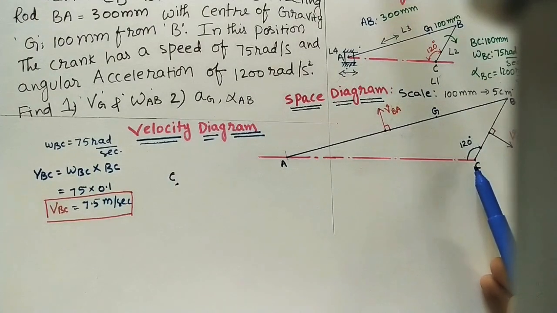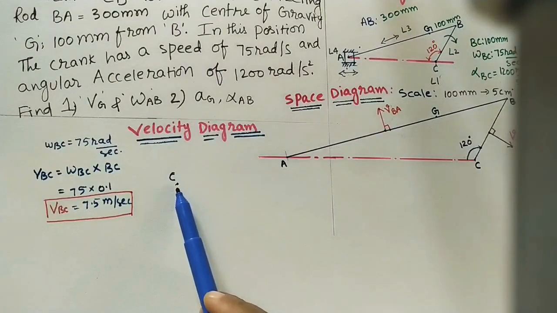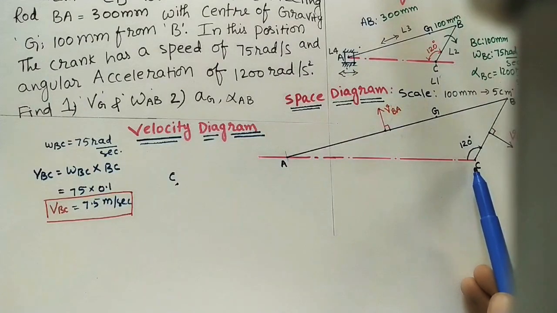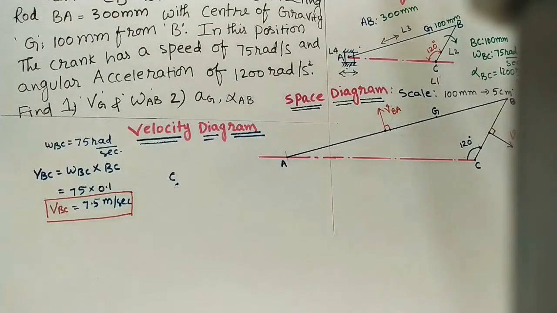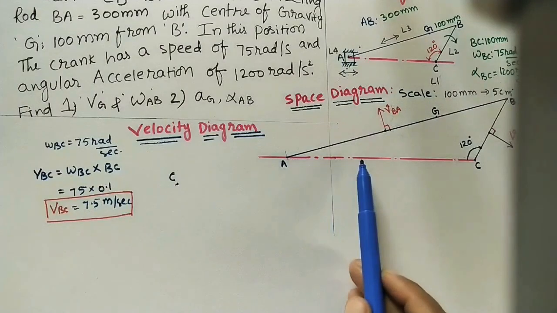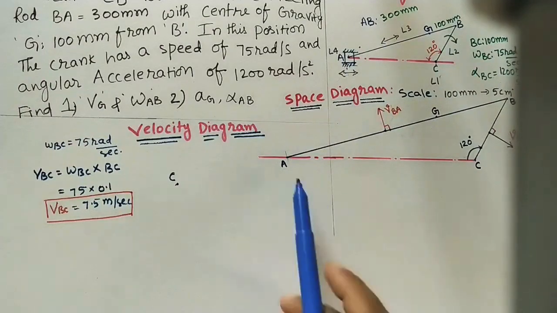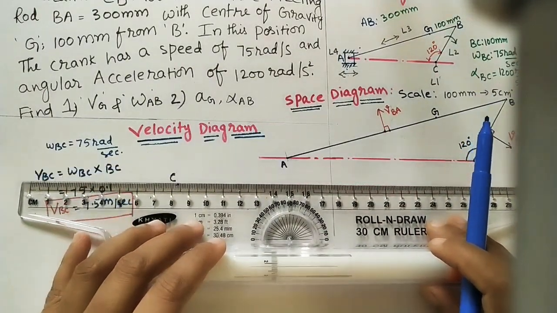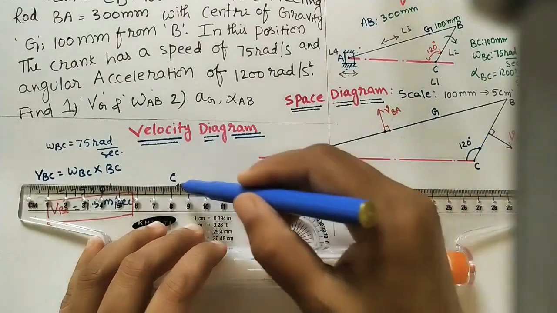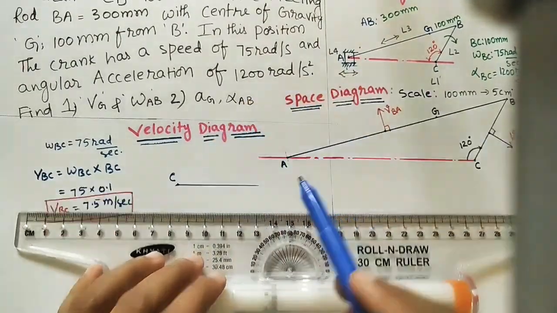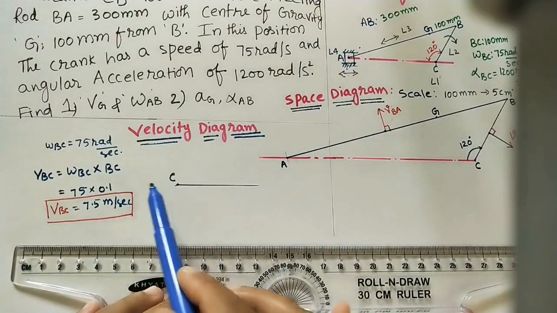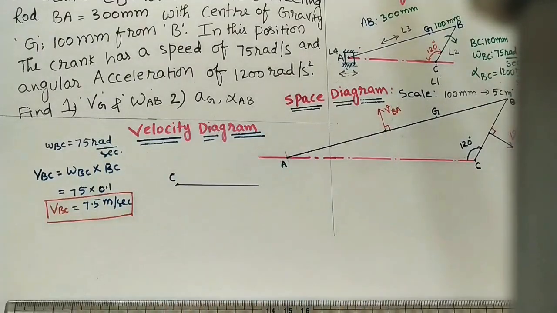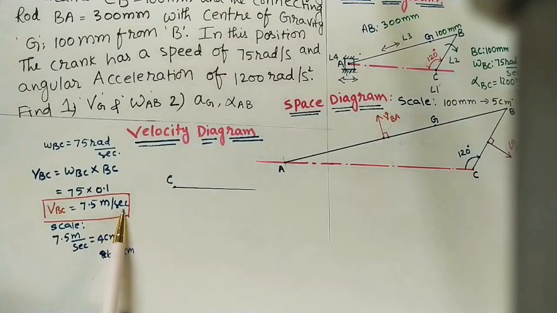So mark C. Velocity is 0 because C is a fixed point. Okay, mark one point. The point indicates velocity is 0 of the fixed point. Okay, a fixed point is not moving. Mark one point, it is C. Now the slider is moving only horizontally. Okay, slider velocity will come only in the horizontal direction. Just do one horizontal line at the C point. But we don't know where A point will come. This side also it may come. Okay, just extend that line. We got VBC value is 7.5 meter per second.